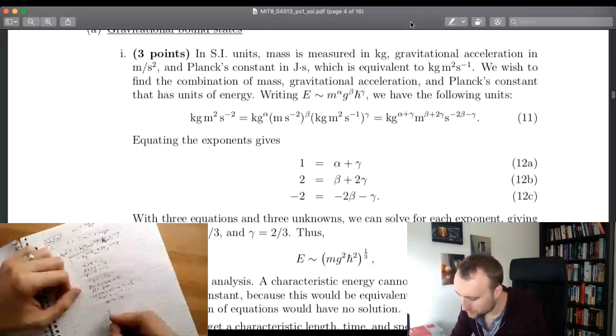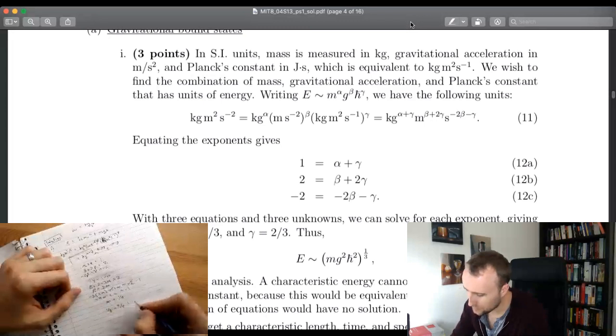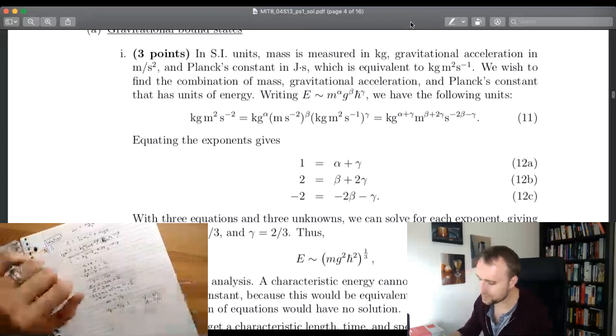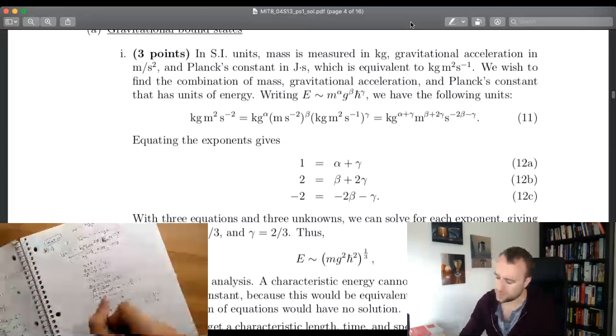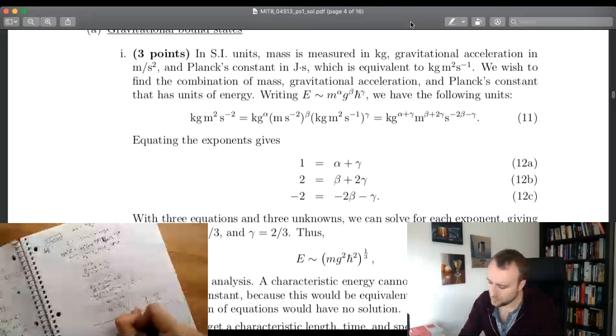Plug in alpha to 1/3. Have 1/3 plus 2/3 is equal to 1. So this is equal to 2/3. And beta is equal to 2/3, which are the answers. So in this case, alpha is equal to 1/3. Beta is equal to 2/3. And this is equal to 2/3.